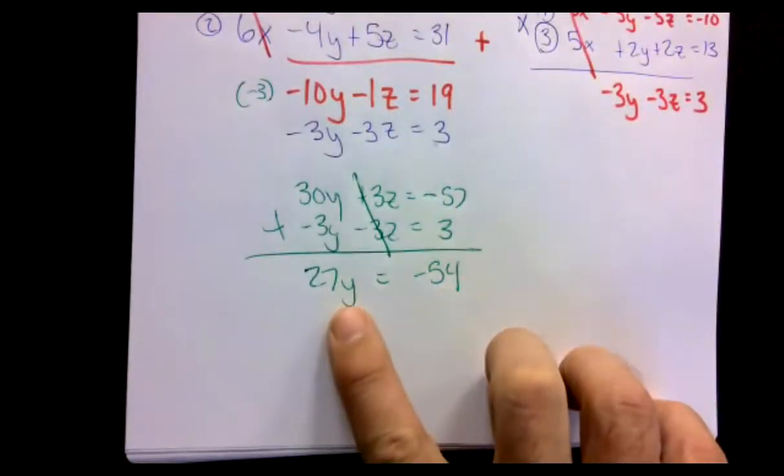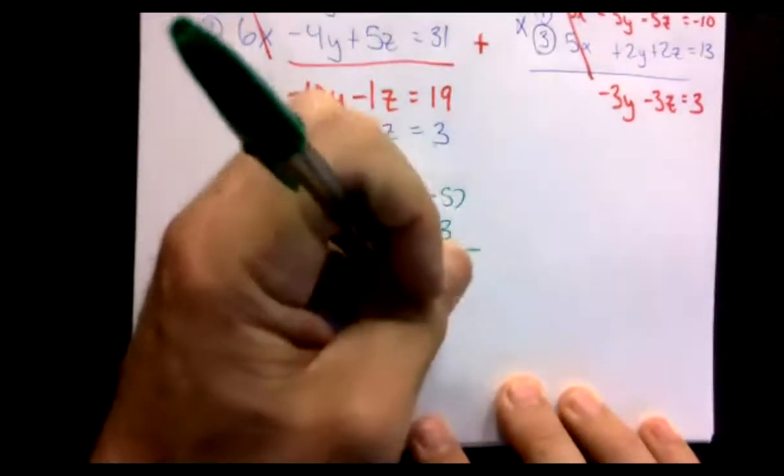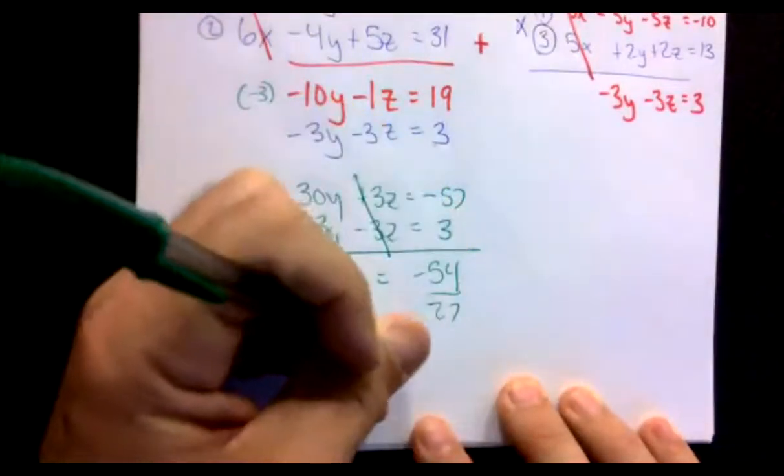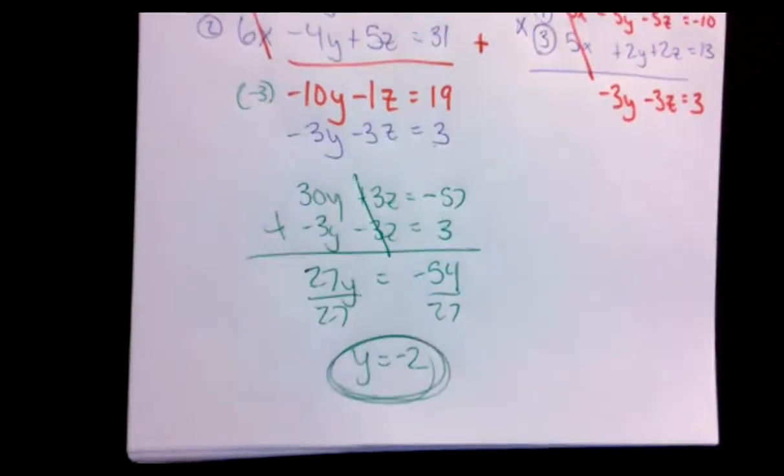We're finally down to one variable, which I can solve. Divide, divide. Y is negative 2.